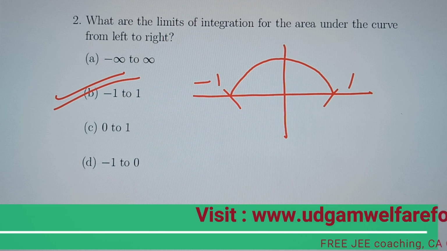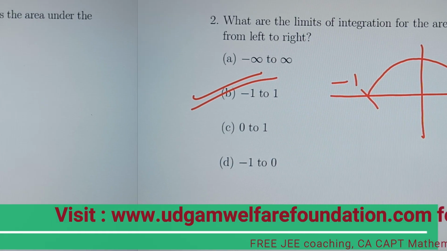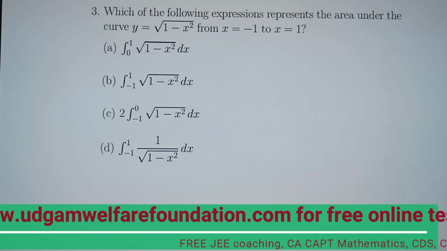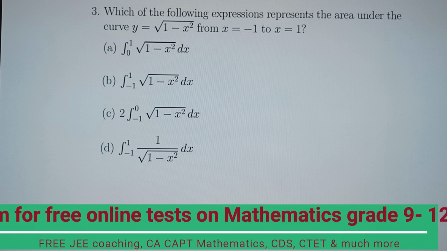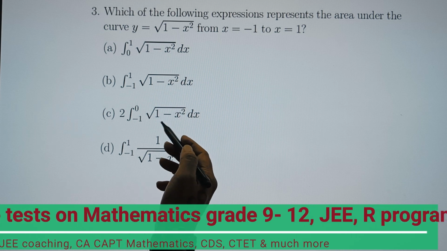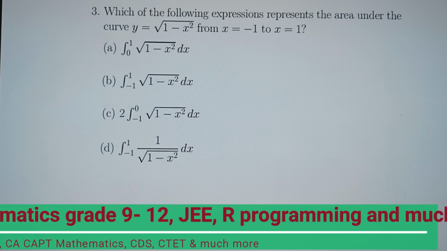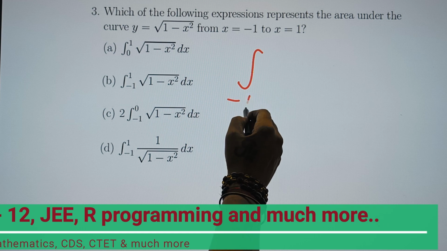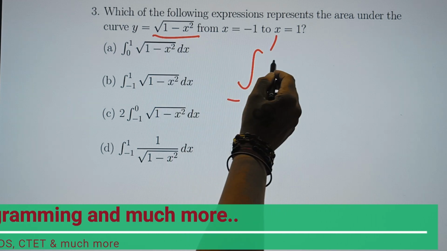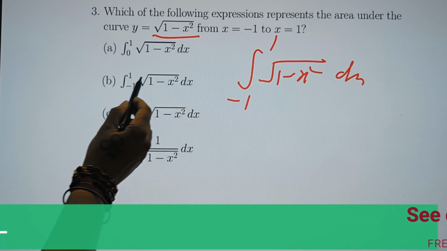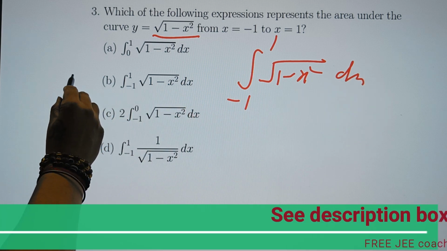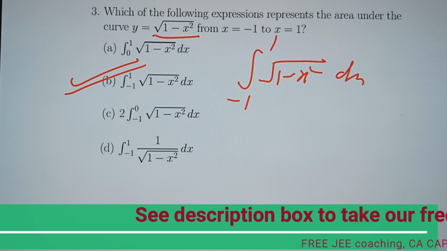Now let's move towards question number 3 of this case study. So students, here comes our question number 3, which states: which of the following expressions represents the area under the curve from minus 1 to 1? This is a very simple question, because as we have already discussed, the limit is minus 1 to 1 and the function is root over 1 minus x square dx. So if we match our options, then option B is the correct answer here.